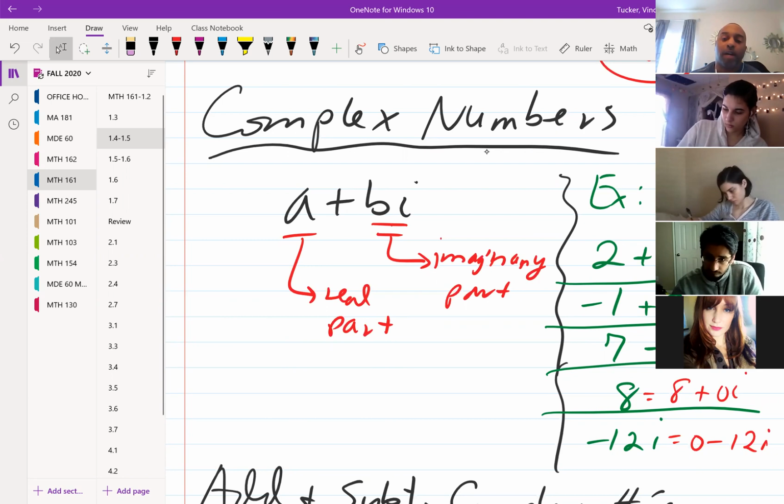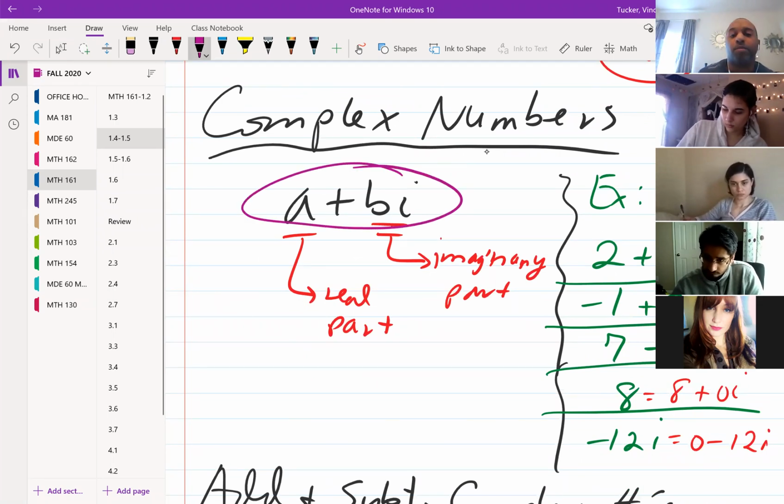And then -12i can be written as a complex number. 0 is the real part, minus 12i. So once again, this is the format of writing your complex numbers. Write the real part first, then your imaginary. That's your standard form.